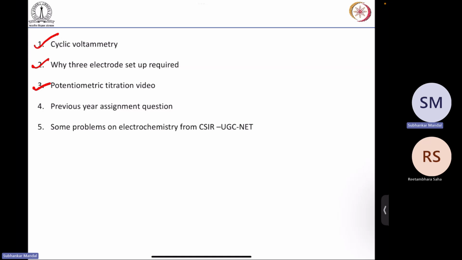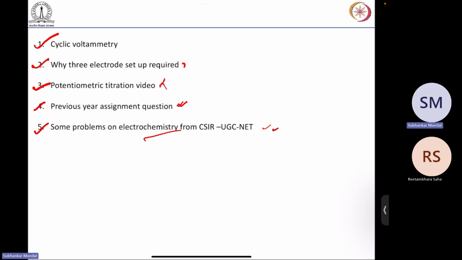After that we will discuss the previous year assignment questions. Then we will see the potentiometric titration video. After that, some problems on electrochemistry that came in CSIR UGC NET. For students in MSc or BSc, this problem solution session will be helpful. BSc students interested in the JAM exam will find it helpful, because electrochemistry is also in the JAM syllabus. And for those studying MSc, the UGC NET also has an electrochemistry part, so that will be helpful for them.